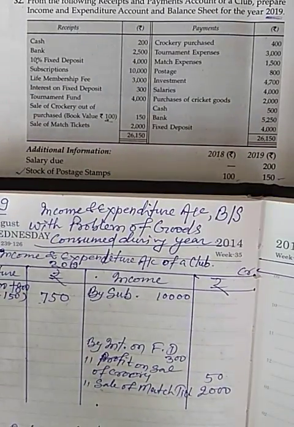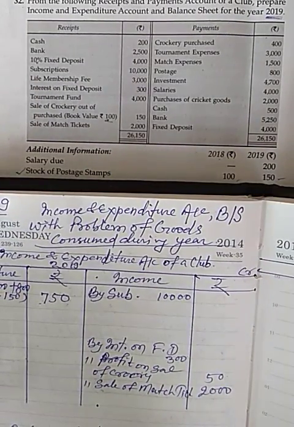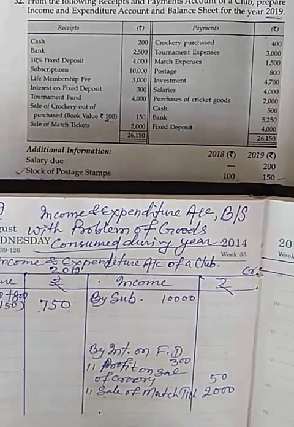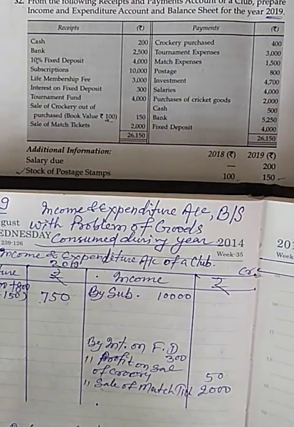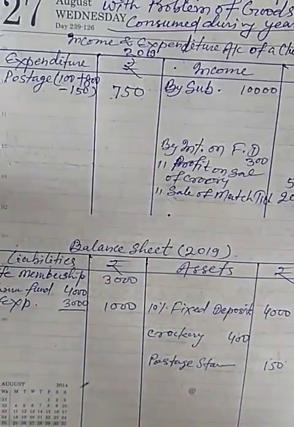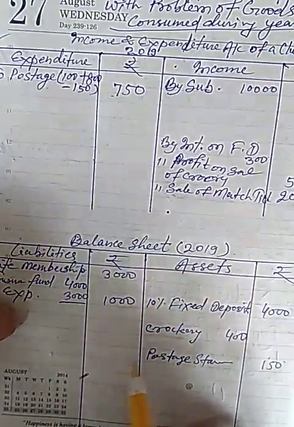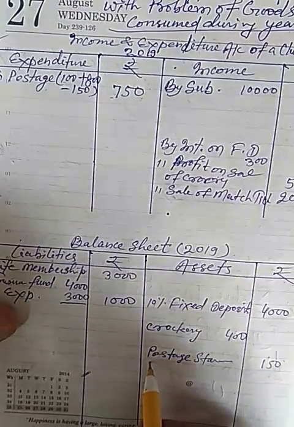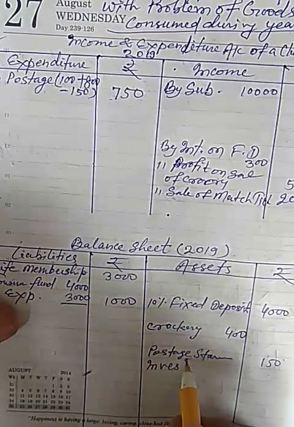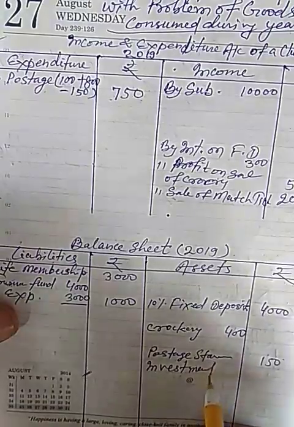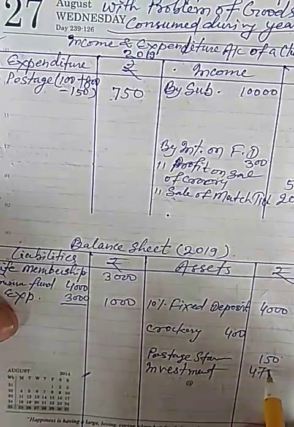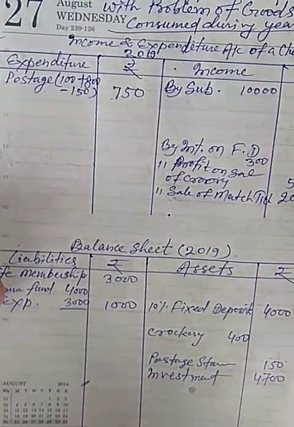Now the next point is given: investment. Investment will be capital expenditure 4,700. I will write it: investment 4,700.